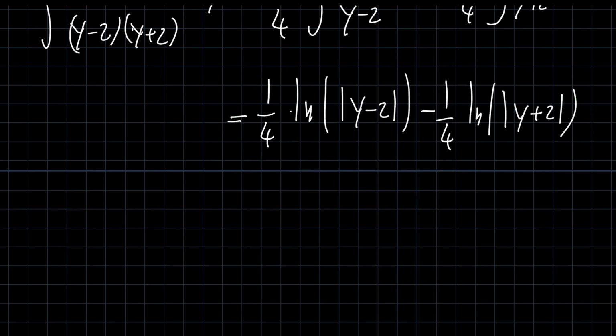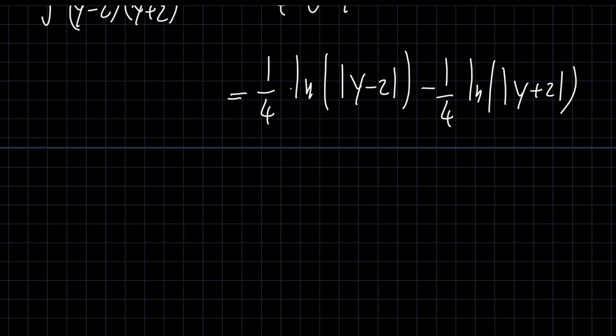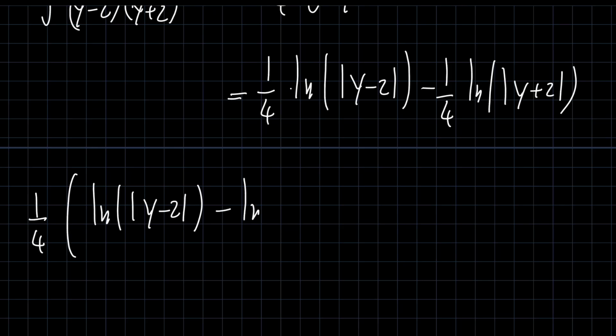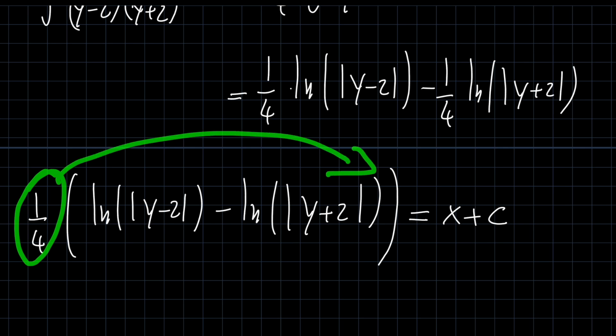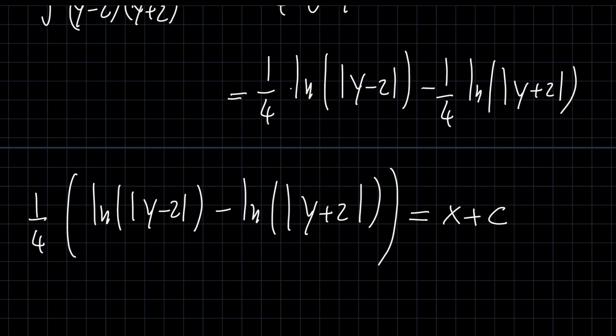Now, to find y as a function of x, I have to equate left and right side, which means that after having factored the 1/4 between these two, I get that 1/4 times (the log of the modulus of y minus 2 minus the log of the modulus of y plus 2) has to be equal to x plus c. And now what do I do? First, I can bring the 1/4 on the right-hand side here. And then I can use the property of the log to write this difference as the log of the quotient between y minus 2 and y plus 2.